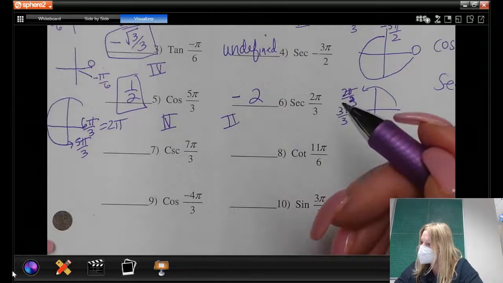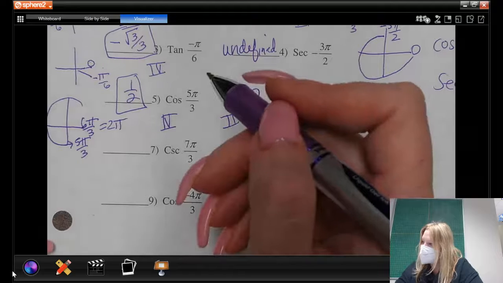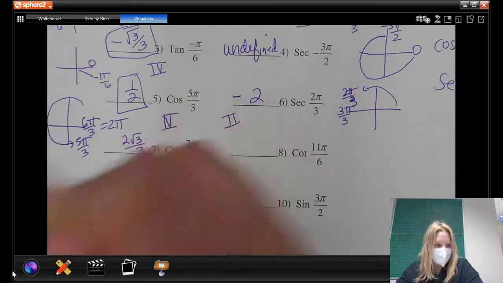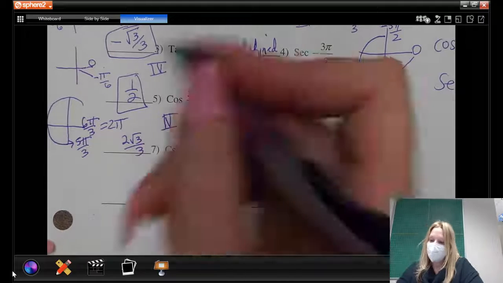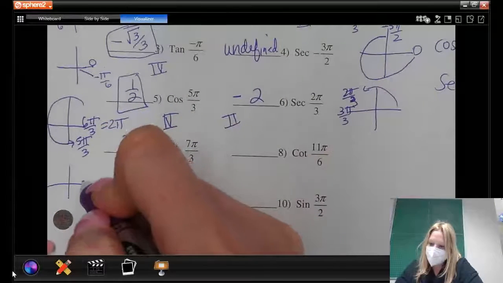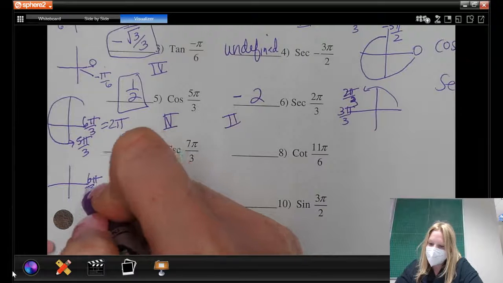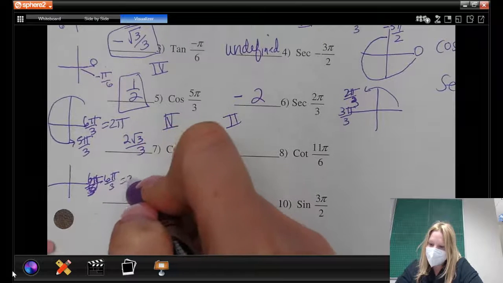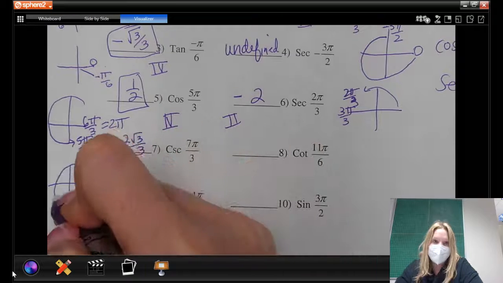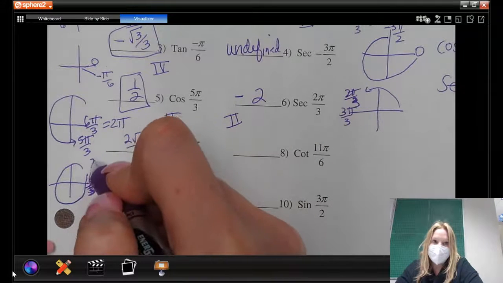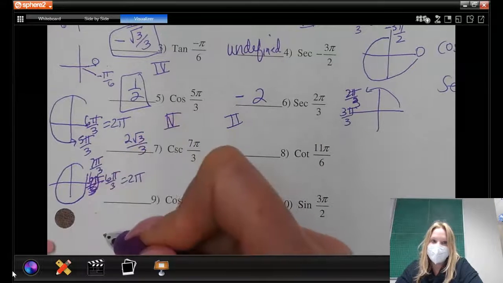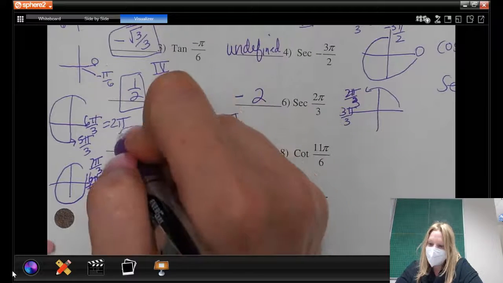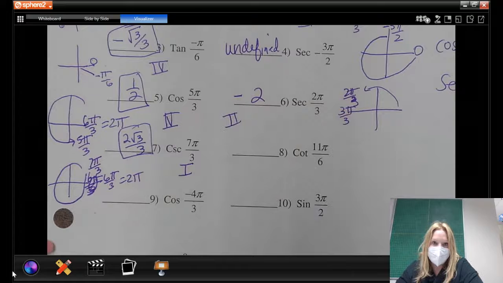Cosec of pi over 3 is 2 radical 3 over 3. So let's think about this. 6 pi over 3 is here at 2 pi. So if we're coming around, 7 pi over 3 is 1 more than 6 pi over 3. So we go into quadrant 1. In quadrant 1, everything is positive.